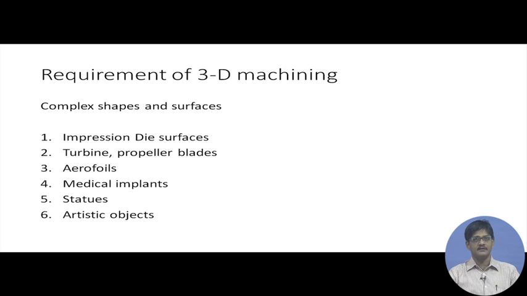Then turbine and propeller blades, which have complex shapes, can be manufactured by 3-dimensional machining. Aerofoils of any type, and medical implants which have irregular shape, statues, artistic objects. These are just some of the examples where we might have application of 3-dimensional machining.